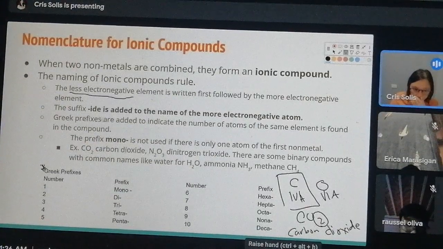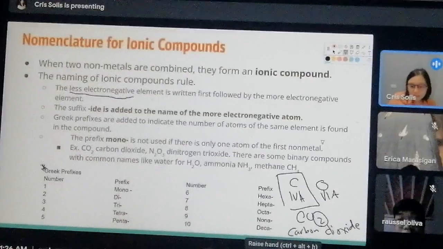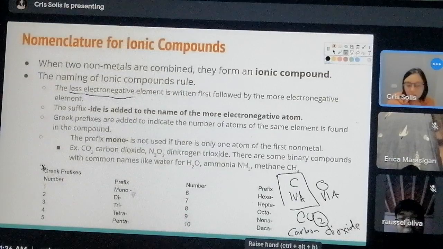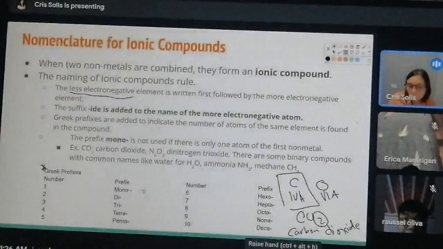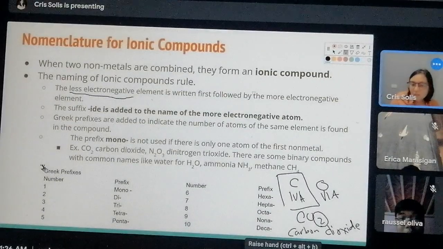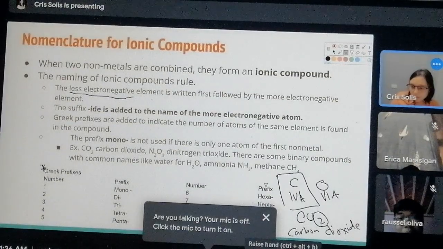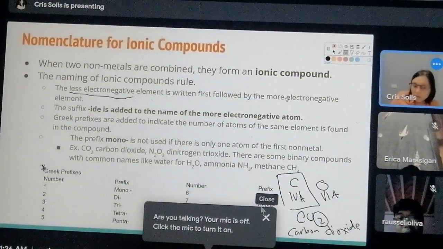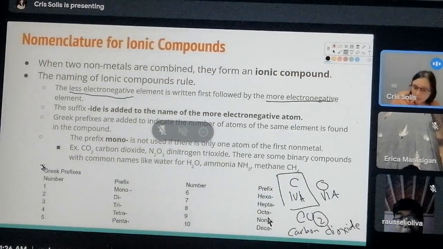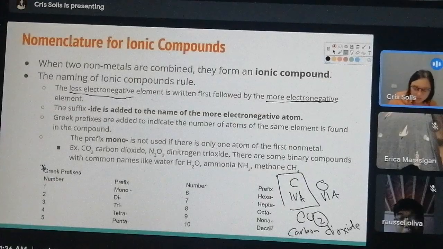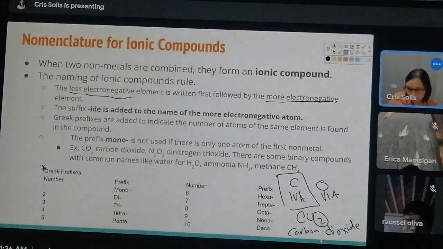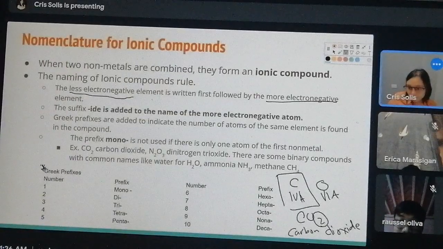So yeah, the Greek prefixes are added to indicate the number of atoms of the same element found in the compound. Please note that the prefix mono is only added to your second element. It's added to the more electronegative. Kaya hindi nyo siya makikita sa pinaka. We're not gonna say monocarbon. We just say carbon. Okay po?